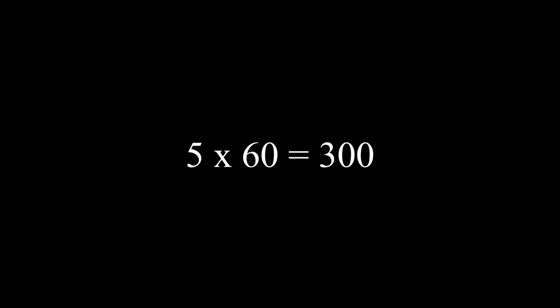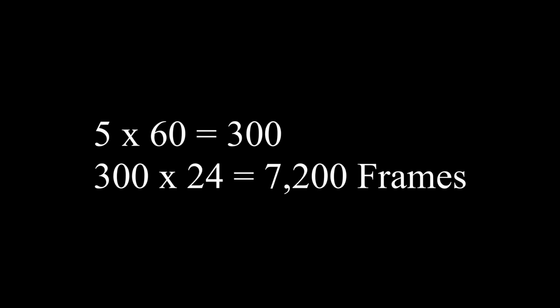Let's do one that's a bit more complicated. Let's pick 5 minutes. All right, how many frames are in 5 minutes? First, we have to calculate how many seconds are in 5 minutes. So we take the number 5 and we multiply it by 60 seconds to get the number 300. We then multiply that by 24 frames per second to get our final answer, 7,200 frames. There are 7,200 frames in 5 minutes.